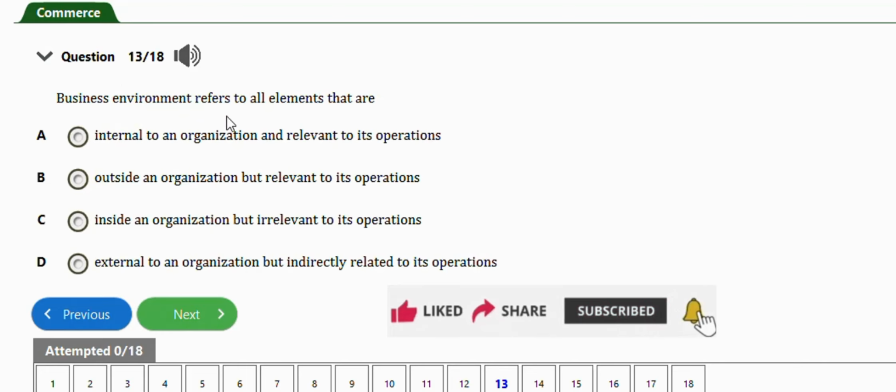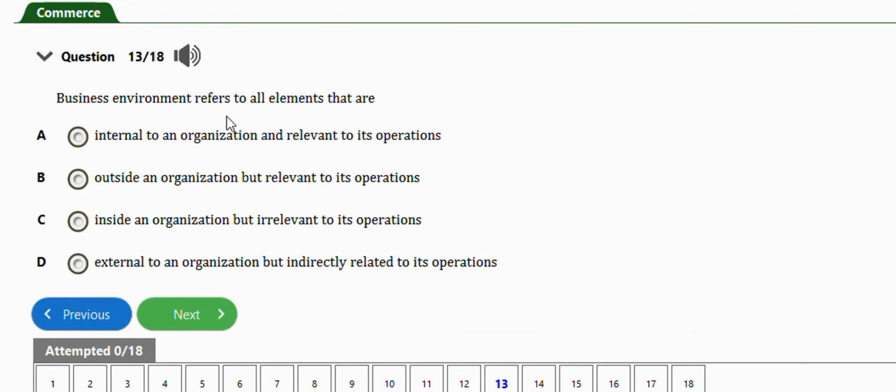Next question says business environment refers to all elements that are internal to an organization and relevant to its operation, outside an organization but relevant to its operation, inside an organization but irrelevant to its operation, external to an organization but indirectly related to its operations. The right answer is option B, outside an organization but relevant to its operations.